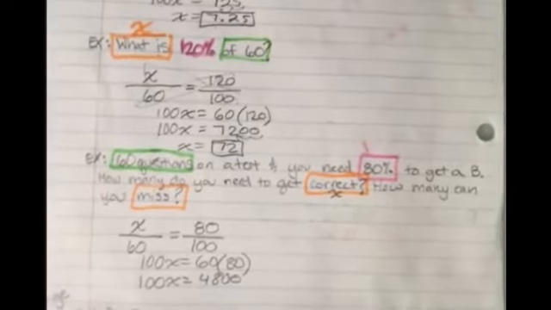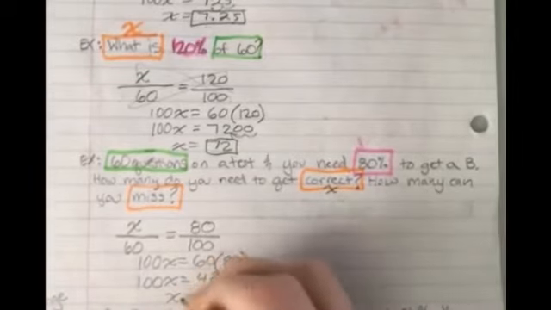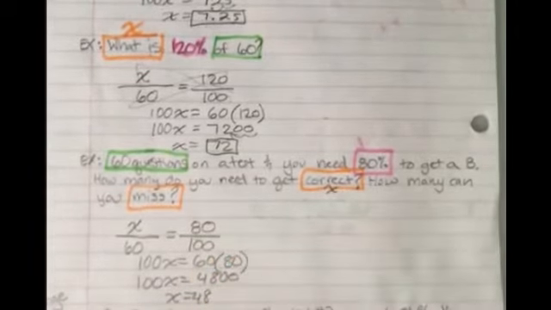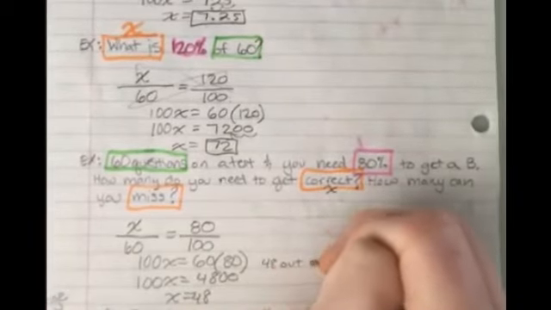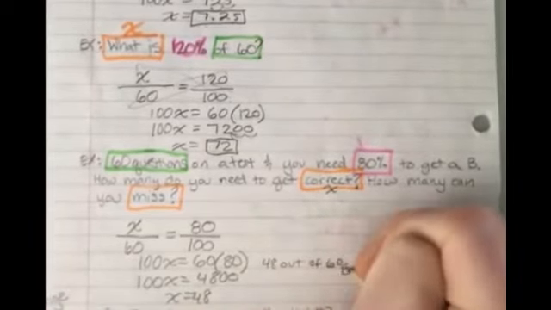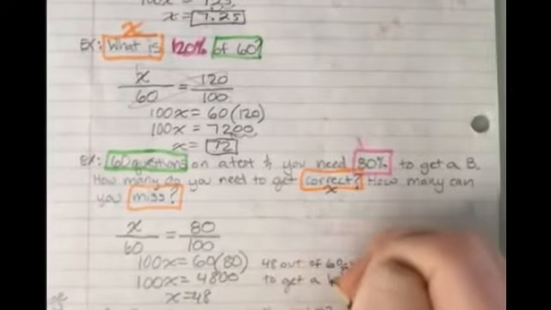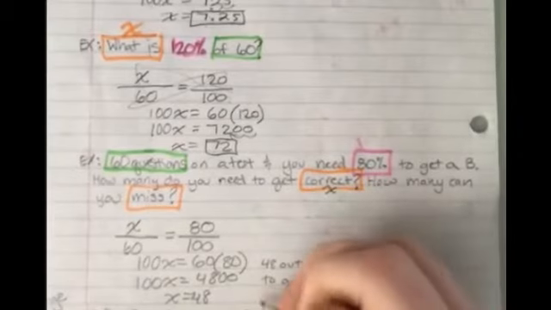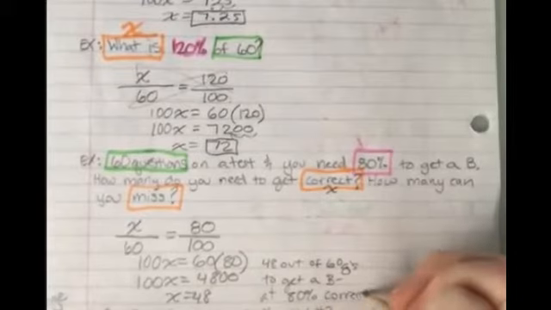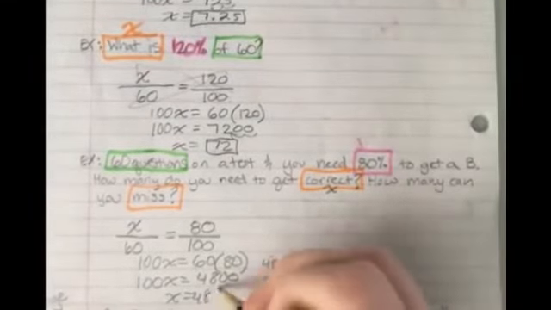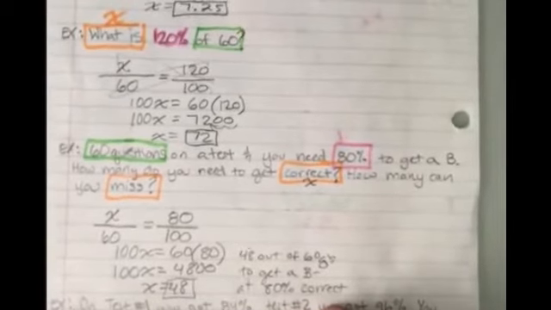Now you need to get x by itself, and so you divide by 100, divide by 100. X equals 48. What does that mean? That means you must get 48 out of 60 questions to get a B minus at 80% correct. So there's one answer. And again, word problems should have sentences for your homework.